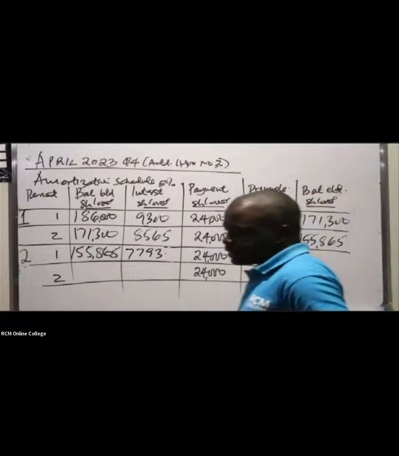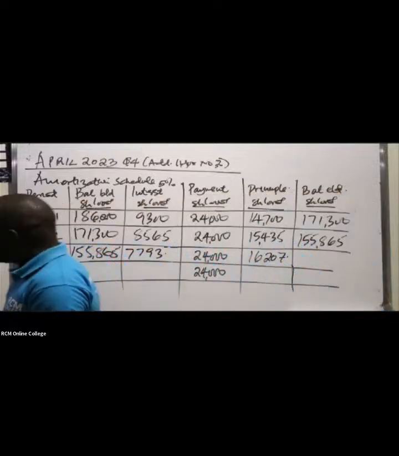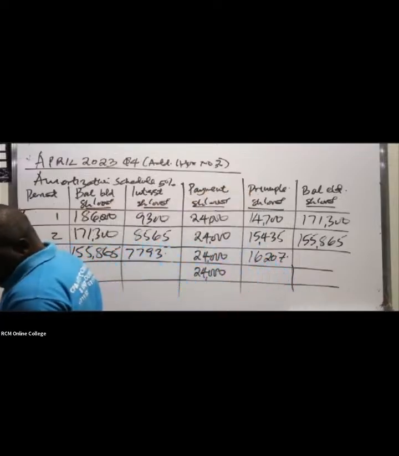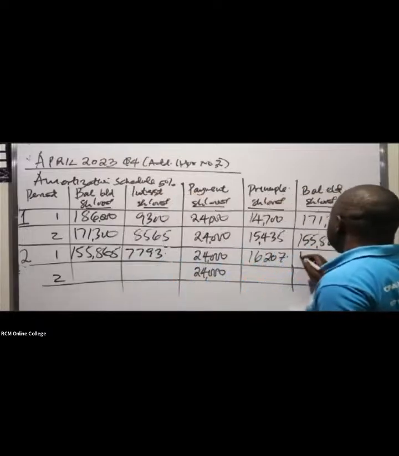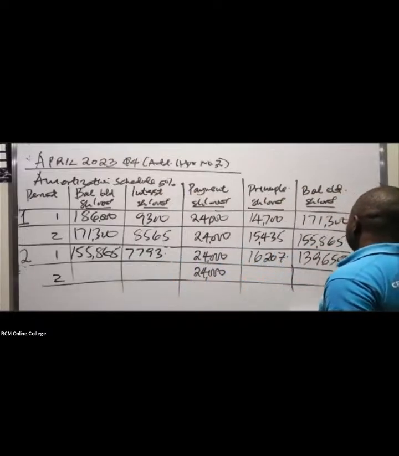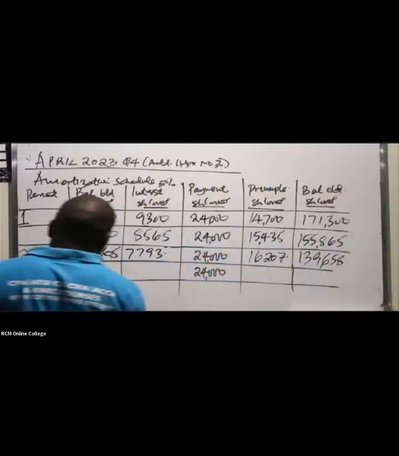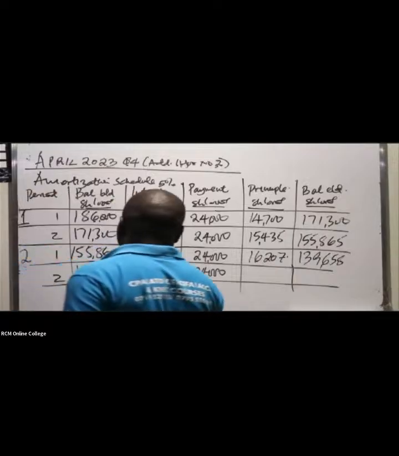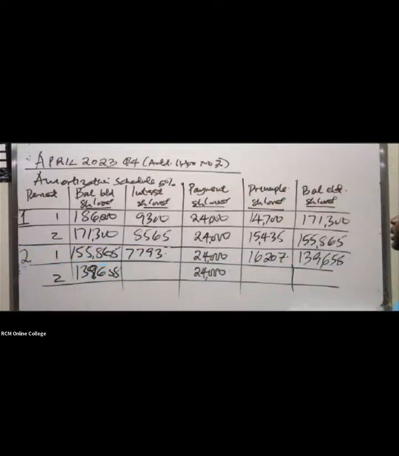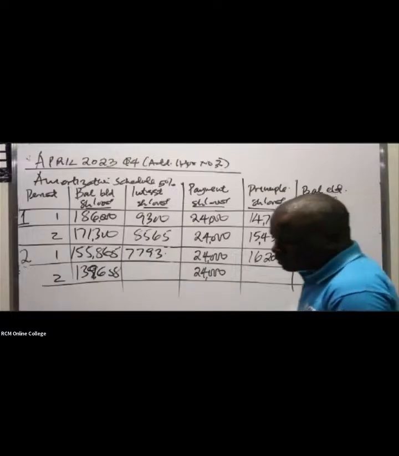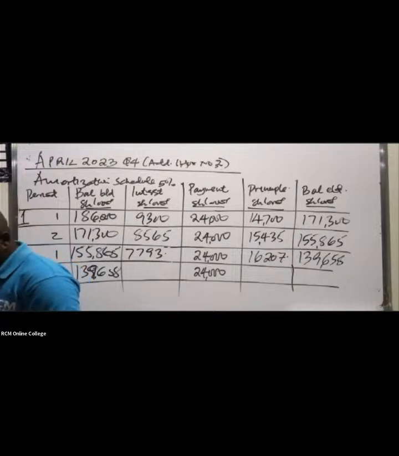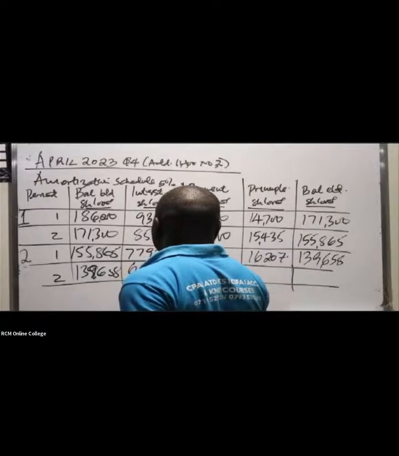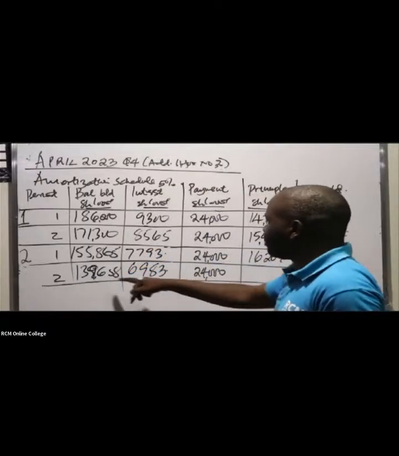You should be able to get 139 something. 139,658. So you get 139,658. You take it here, you bring it here. You take 5% of this, and 5% of this is 69.83. So you deduct to get the principal amount of this amount.